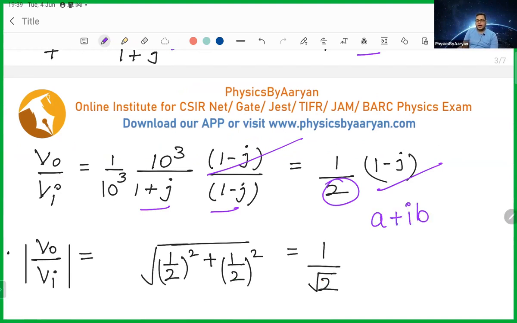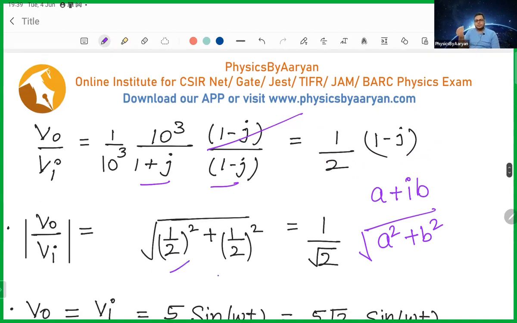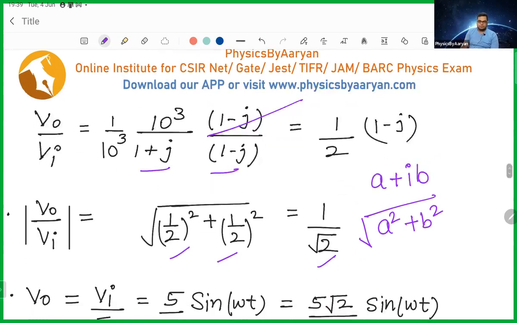Okay. And I ask you to find the modulus of this. So you will do the square root of A square plus B square. This is how you find the modulus of a complex number. Simple. Class 11th mathematics. In this case, my A is half and my B is also half. So A square plus B square is half square plus half square, which is basically 1 by root 2. Simple.